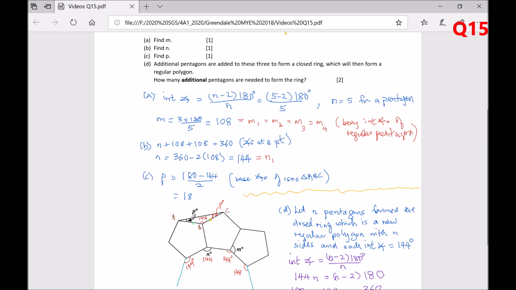P is the base angle of an isosceles triangle ABC. AB equals BC, being the sides of a regular pentagon. So P equals (180 minus 144) divided by 2, which is 18.